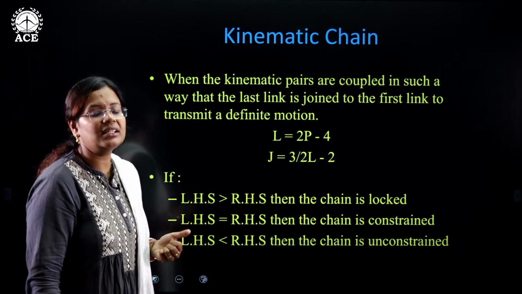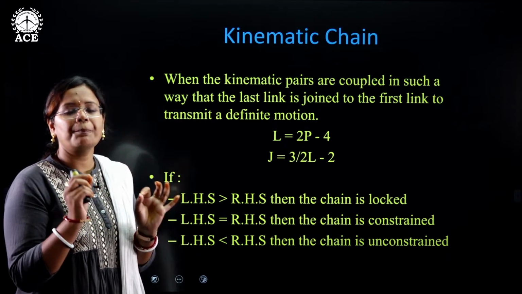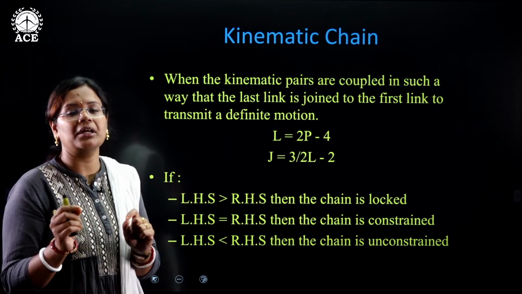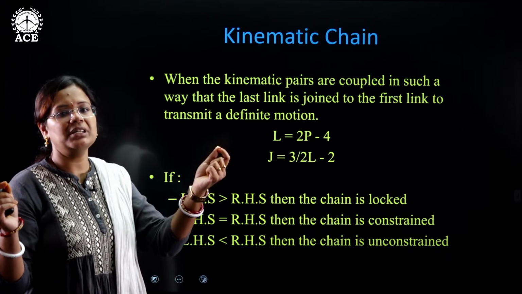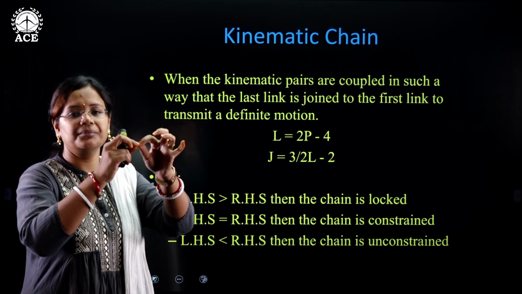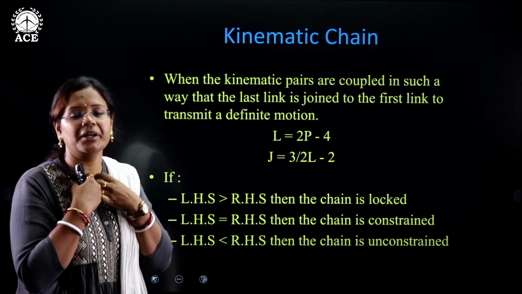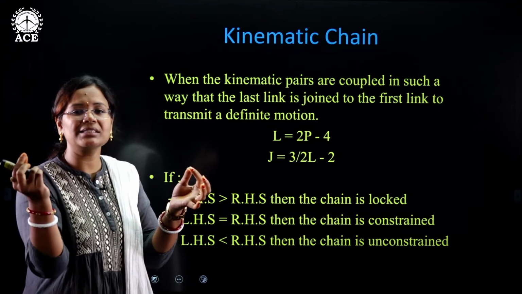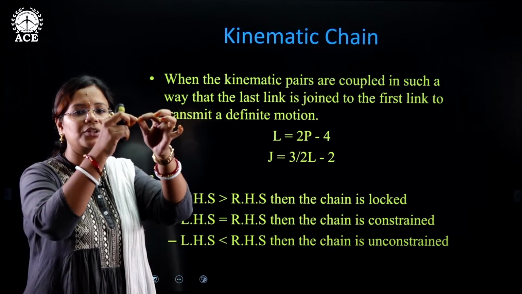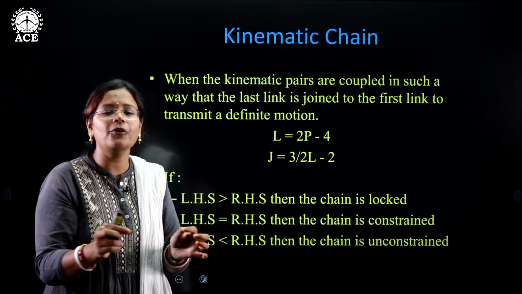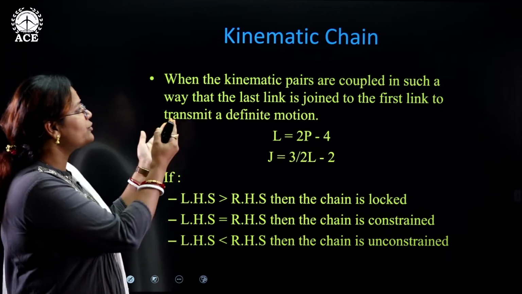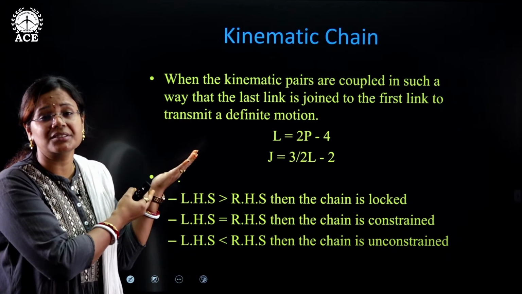Kinematic chains are nothing but when the kinematic pairs are coupled in such a way that the last link and the first link are joined together. You see the simple chain that you wear. In that also the last link and the first link are joined together. Only then can you form a loop. Those kinds of chains are kinematic chains.